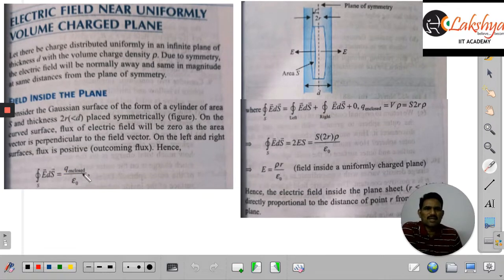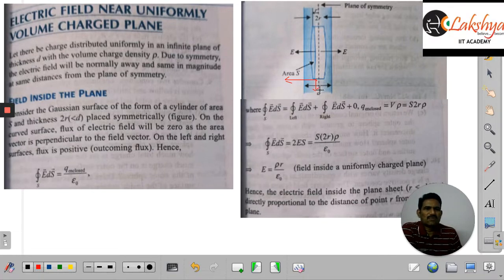Now let us see the calculation of the left hand side. The integral of E bar dot ds bar is equal to the integral of E bar dot ds bar for the left plane, the right plane, and the curved surface. For the curved surface, the electric field will be away from this plane. The electric field direction will be like this, but the area vector you will get like this, the area vector.